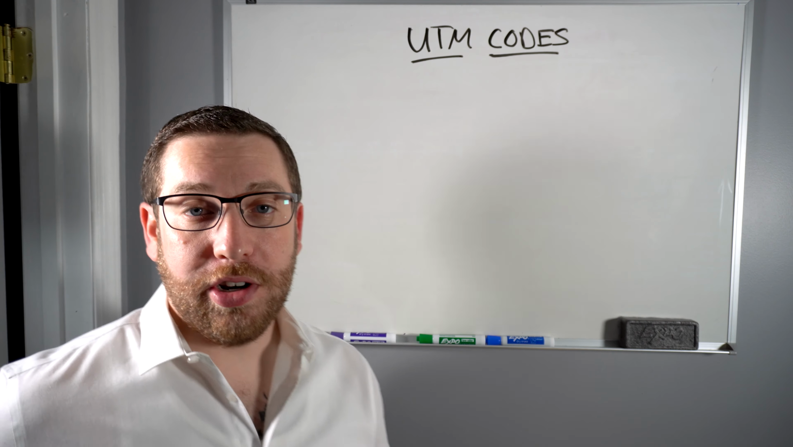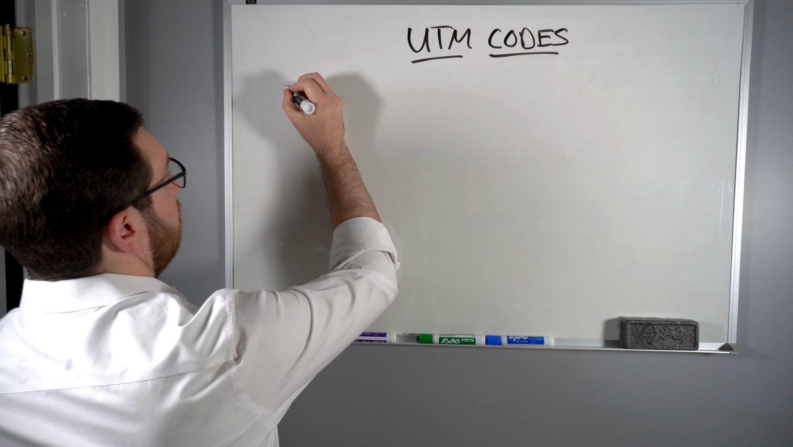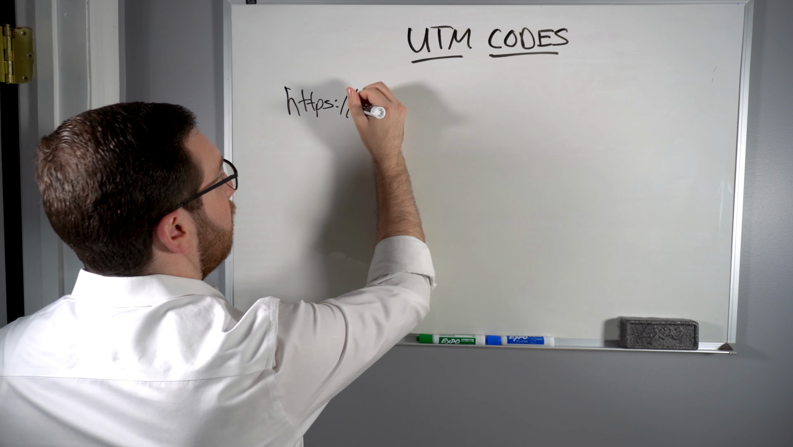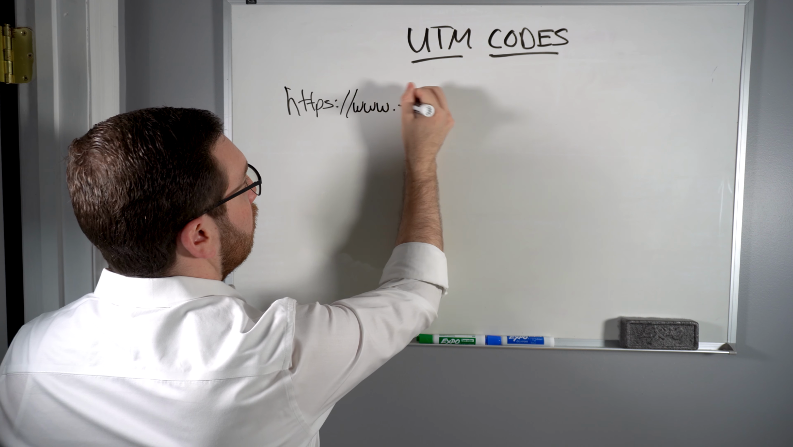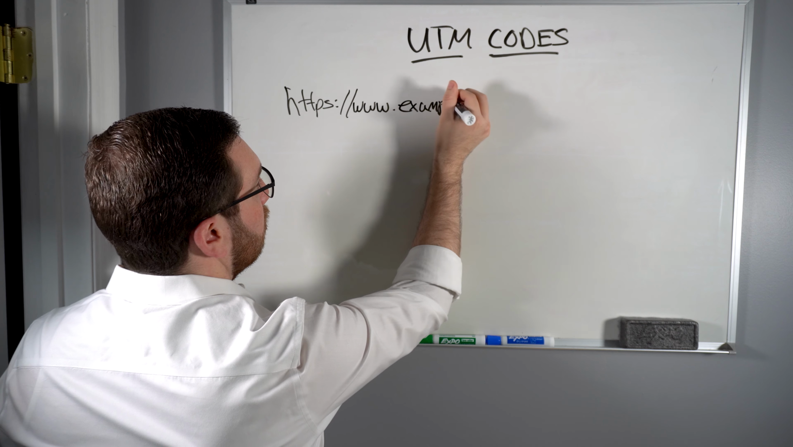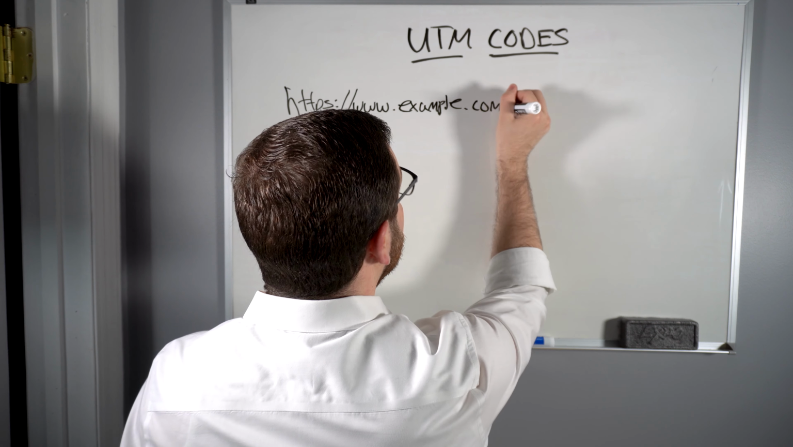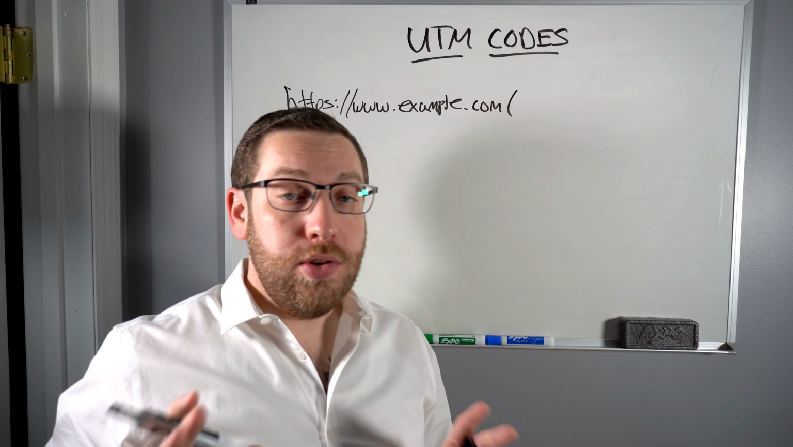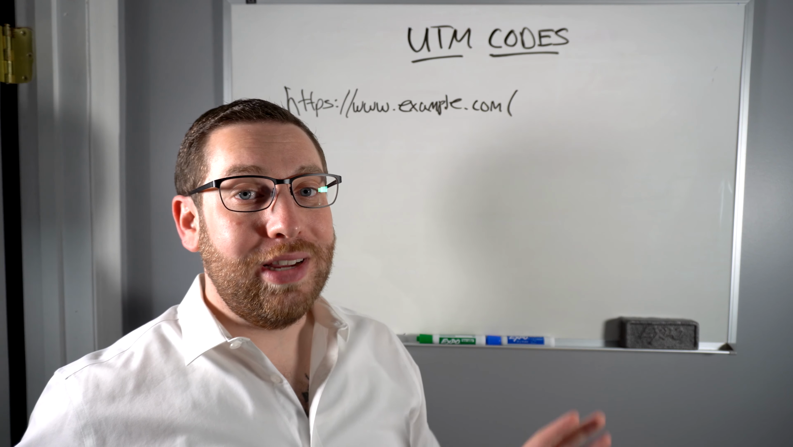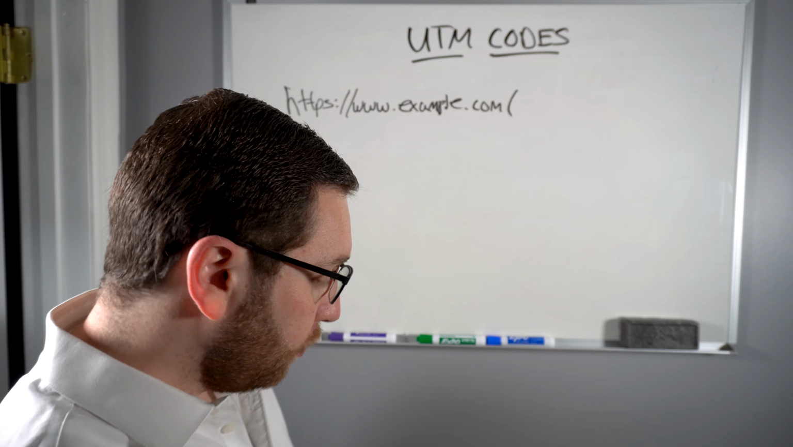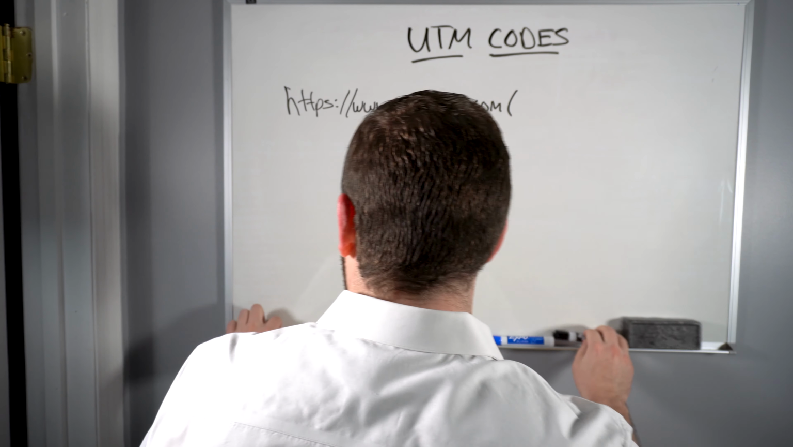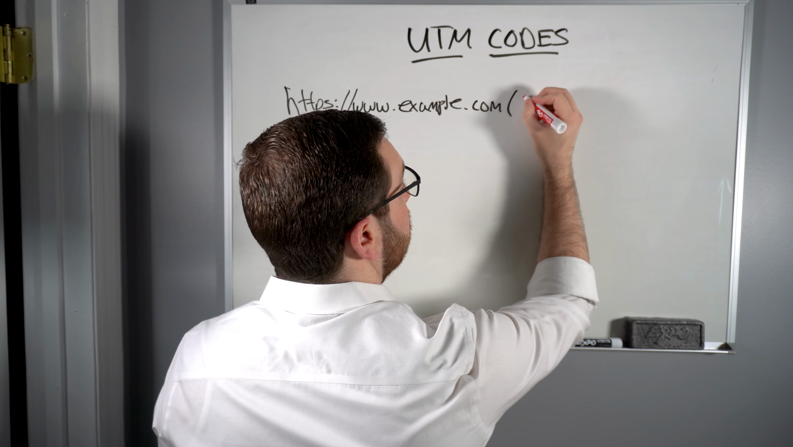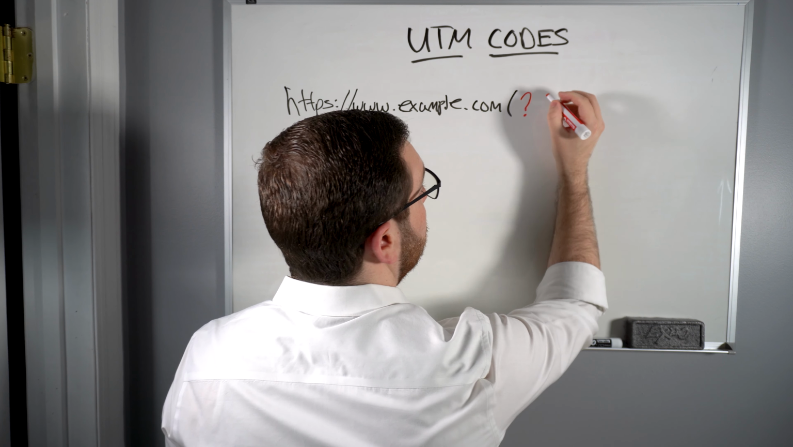All right, so first you're going to need a website, right? So let's use an example. So HTTPS. Of course, I'm sorry for my horrible handwriting. Example.com. All right, so we have our website, example.com. So a UTM code is going to be a query string that's placed after the URL, okay? So I'm going to add it onto here.